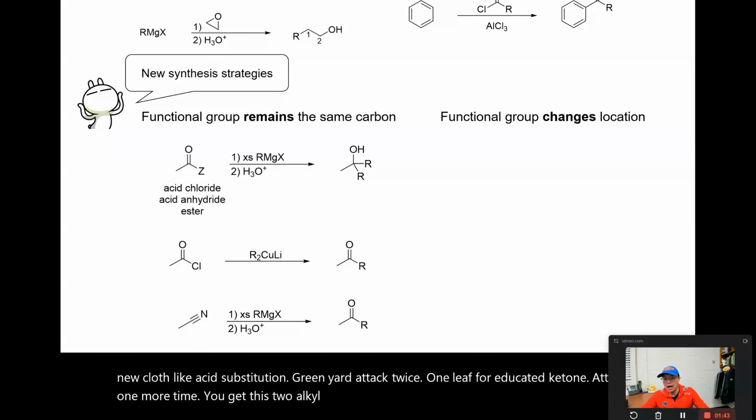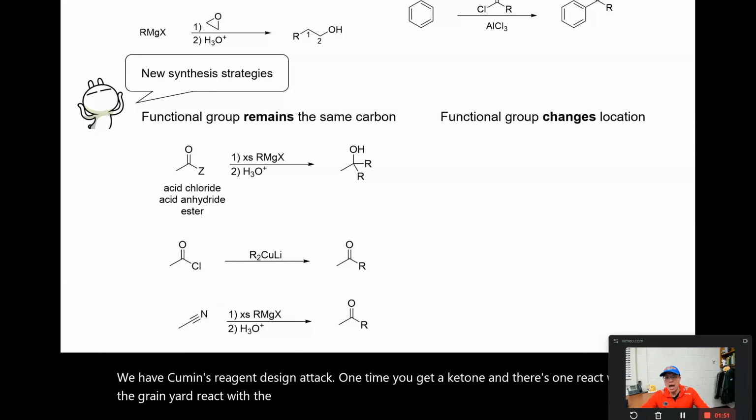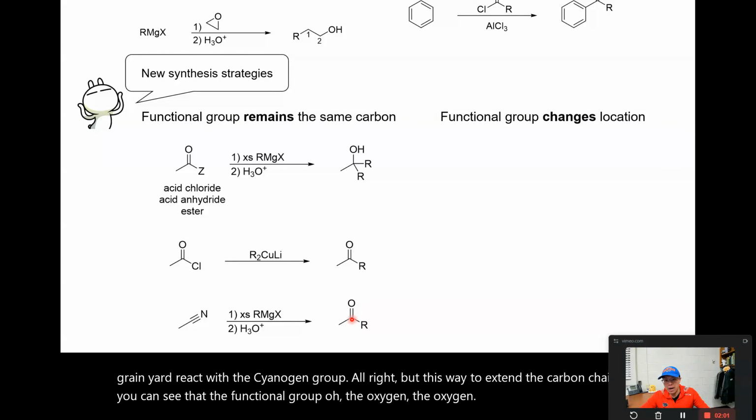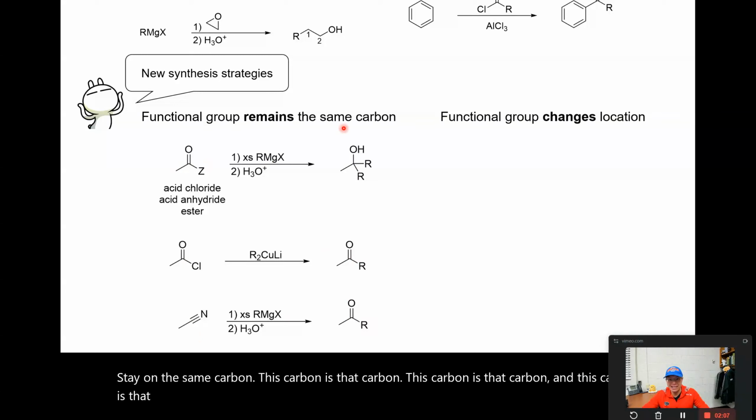Okay, we have Gilman's reagent. This one attacks one time, you get a ketone, and this one reacts with the Grignard, reacts with the cyano group. Okay, all right, but in this way of extending the carbon chain, you can see that the functional group OH, the oxygen, stays on the same carbon. This carbon is that carbon, this carbon is that carbon, and this carbon is that carbon. Right? The functional group remains on the same carbon, the same position.